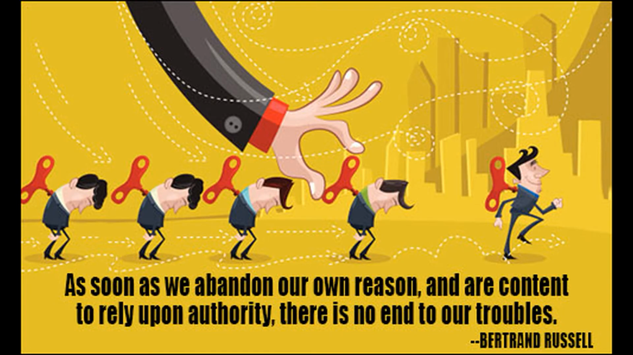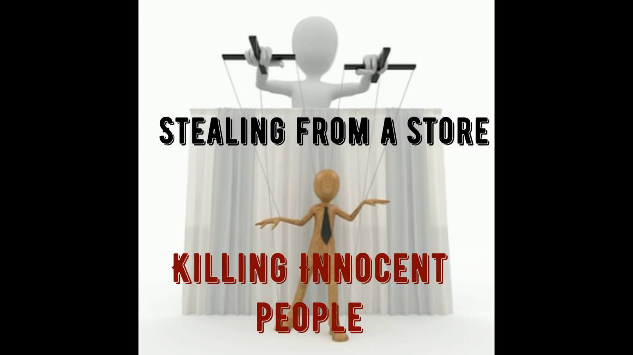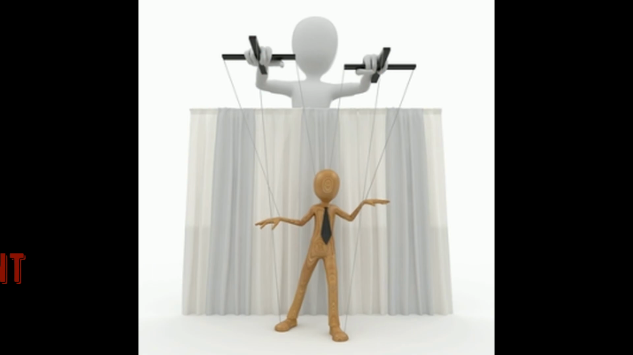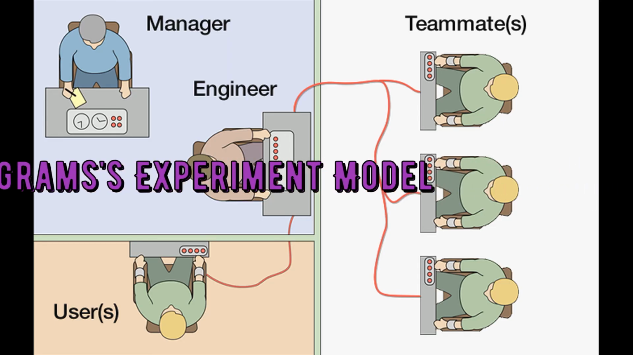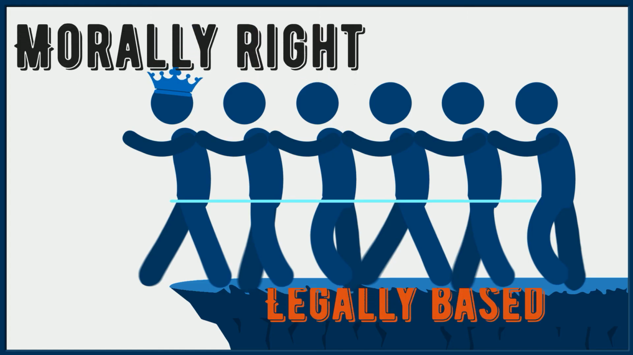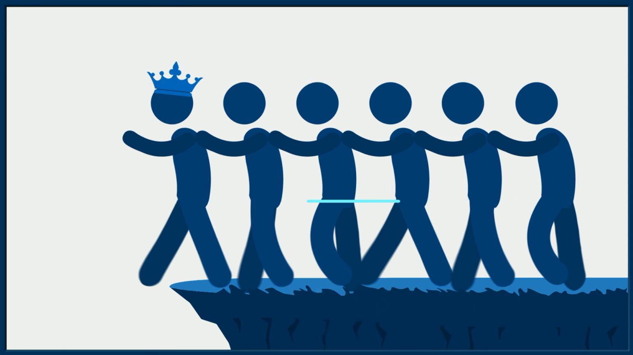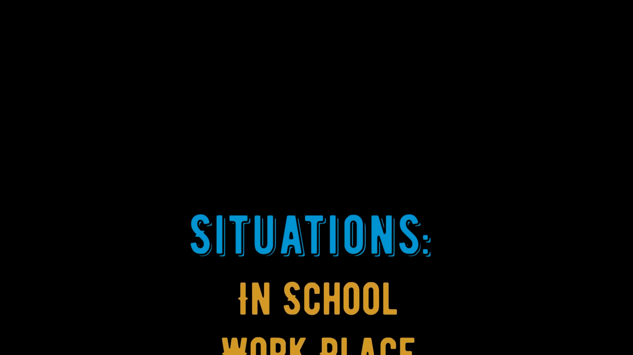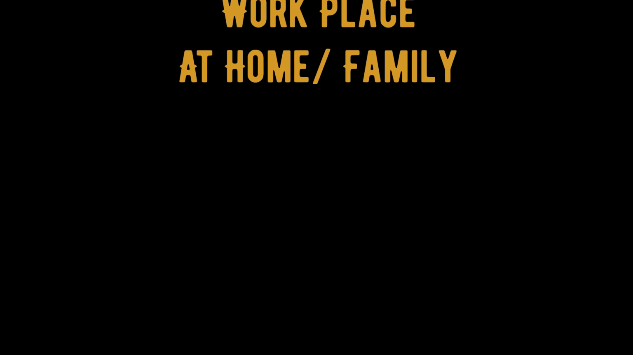Ordinary people are likely to follow orders given by an authority figure, even to the extent of stealing jewelry from a store or killing an innocent human being. Obedience to authority is ingrained in us all from the way we are brought up. People tend to obey orders from other people if they recognize their authority as morally right and or legally based. This response to legitimate authority is learned in a variety of situations, for example, school, workplace, and within the family.